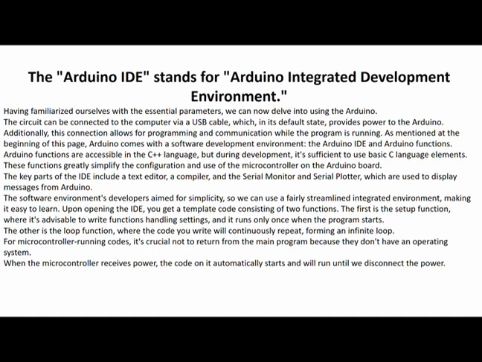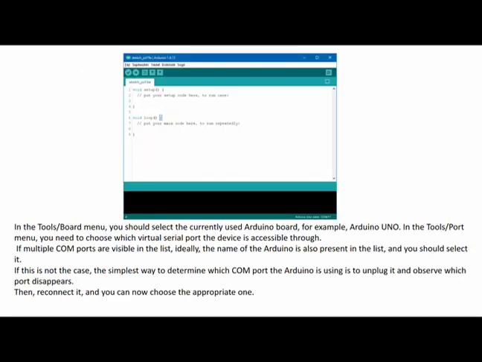In the Tools Board menu, the currently used Arduino board should be selected, for example Arduino UNO. In the Tools Port menu, you should choose the virtual serial port through which the device is accessible. If multiple COM ports are visible in the list, and the Arduino name is luckily found in the list, select it. If not, the simplest way to find out which COM port the Arduino received is to unplug it, observe which port disappears, then reconnect it, and now you can choose the right one.